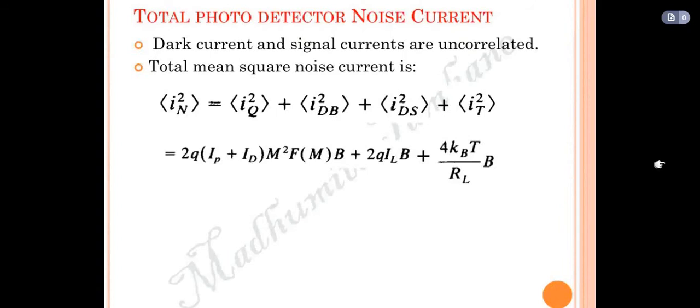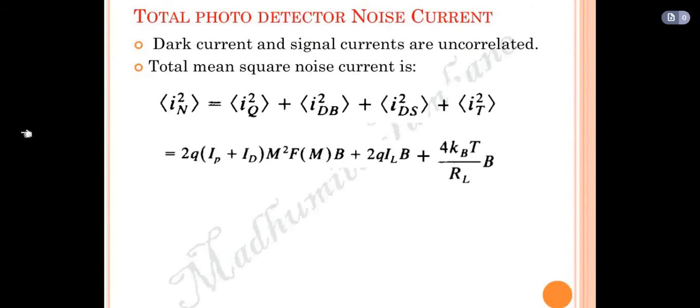There is no correlation between the two things. Next thing, the total mean square noise current, that is also going to be taken into consideration whenever we talk about these kinds of currents. So IN square is nothing but the noise current square mean value. If I want to find that, then I can use it by taking the Q. How do we obtain the Q?